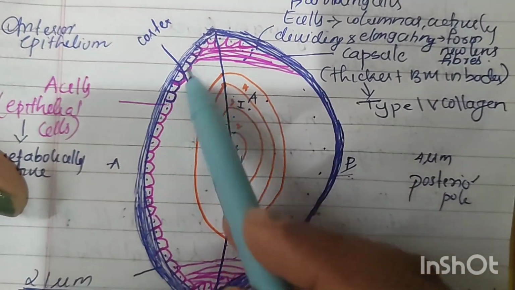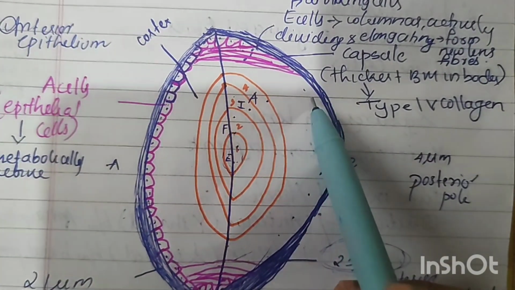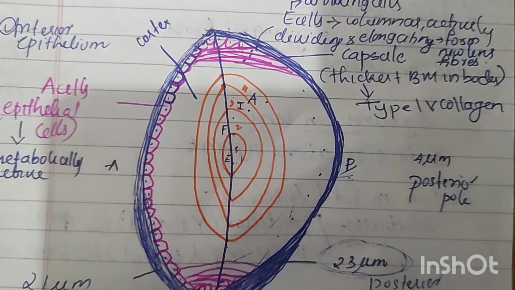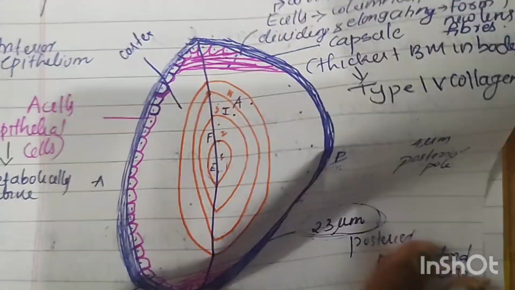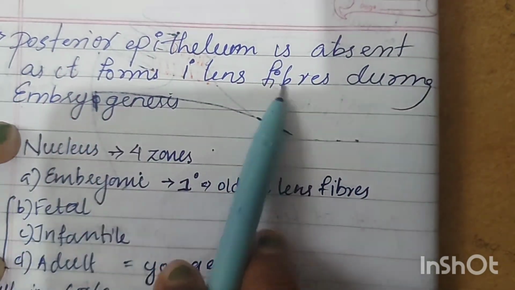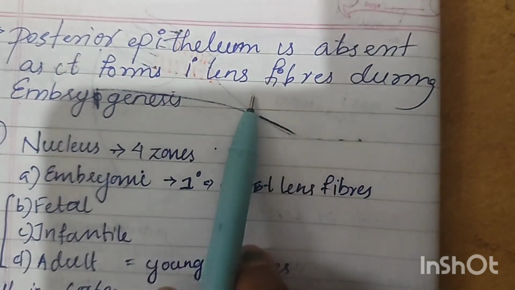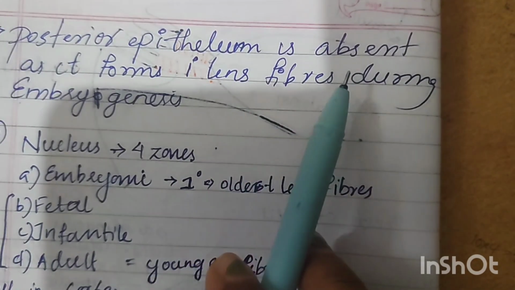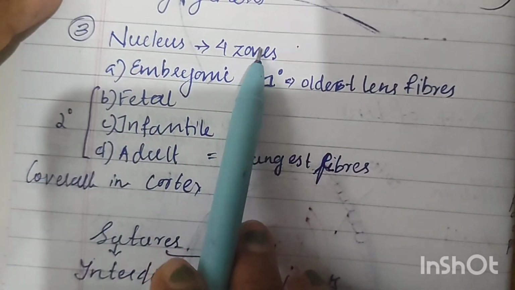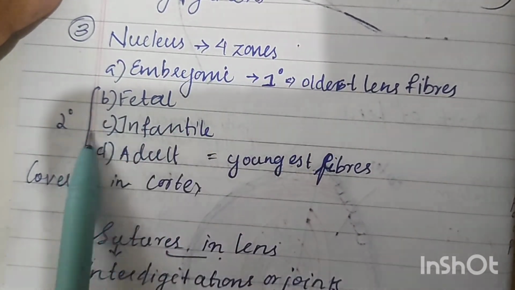Another thing about the epithelium: we talk about the anterior epithelium, then you will have a doubt about where is the posterior epithelium, why it is absent here. The posterior epithelium was there during the embryonic period, and it disappeared at birth. This posterior epithelium formed the primary lens fibers during embryogenesis. So for the nucleus, we studied the 4 zones: embryonic, fetal, infant, adult.